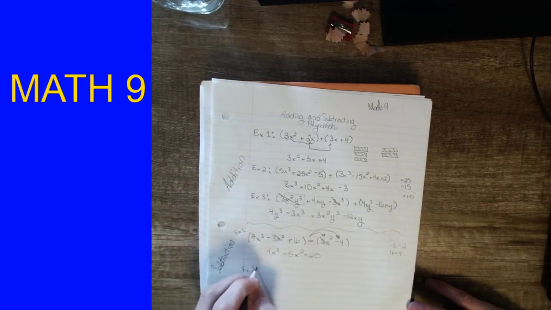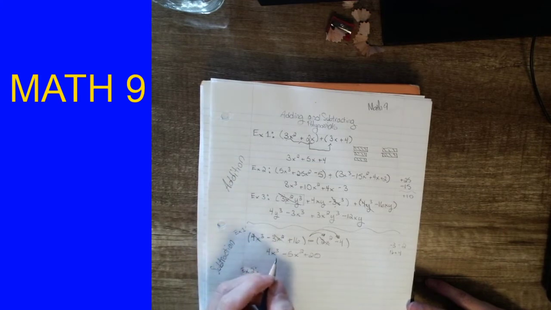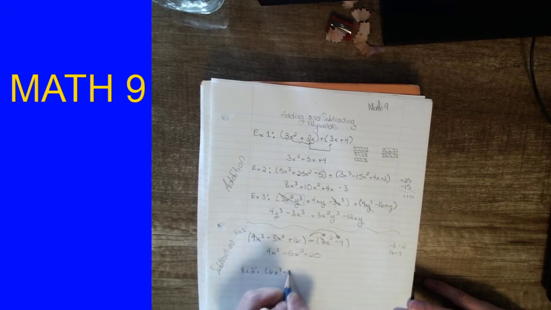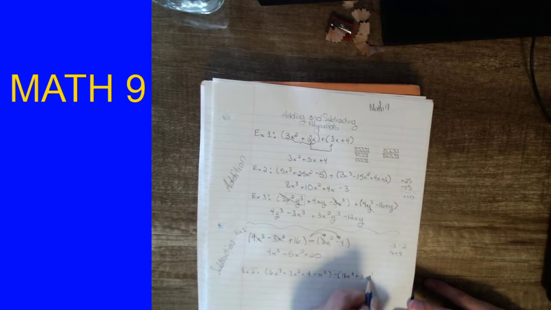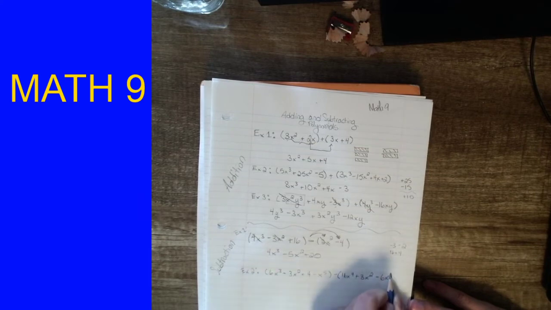We'll do one or two more examples, probably two. So let's do 6x cubed plus 3x squared plus 4 minus x to the power of 5, subtract 16x to the power of 4, 3x to the power of 2, and then subtract 6x cubed.